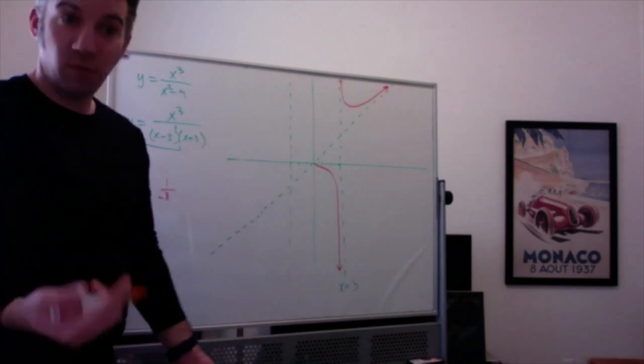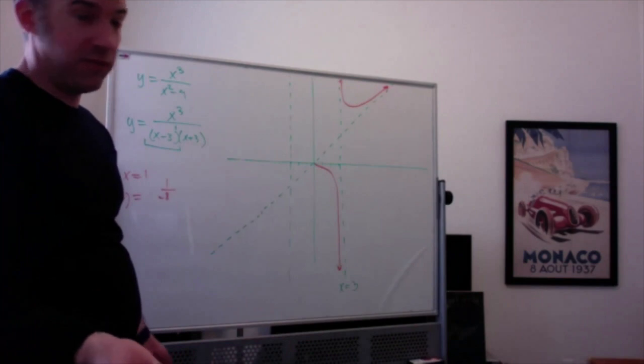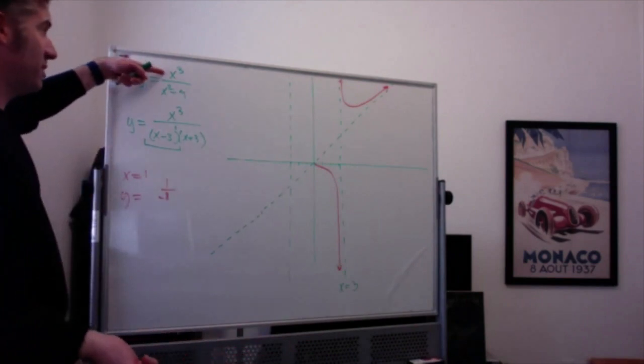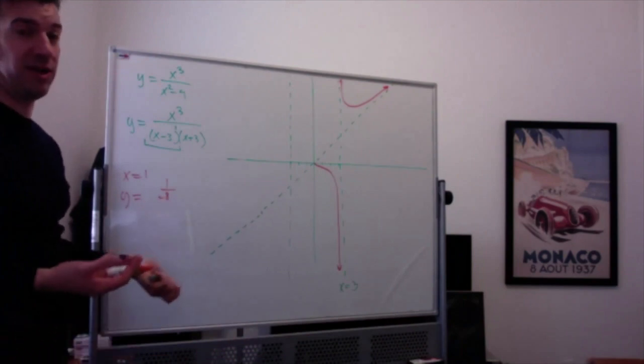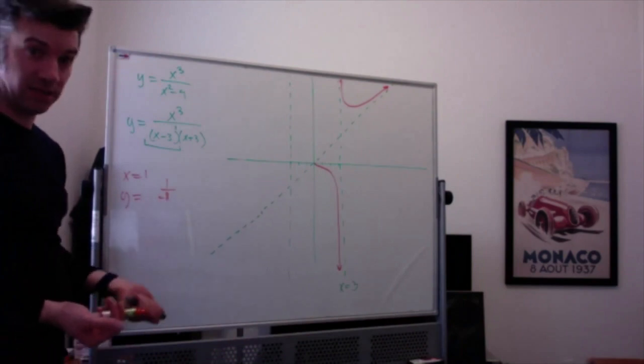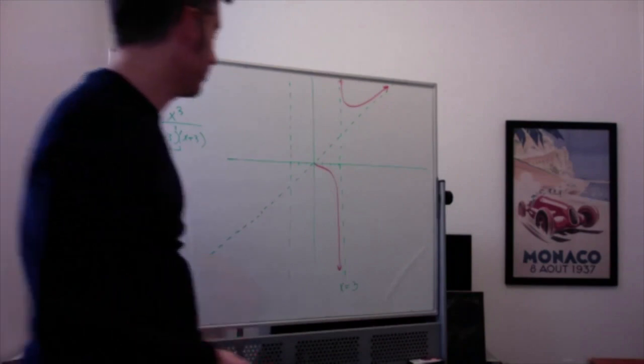You can also test a point, right? If you want to test x equal to 4, if you plug in 4, the top is 64, the denominator is 16 minus 9, which is 7. And I don't really care what that number is, I care that it's positive. 64 over 7 is definitely positive.